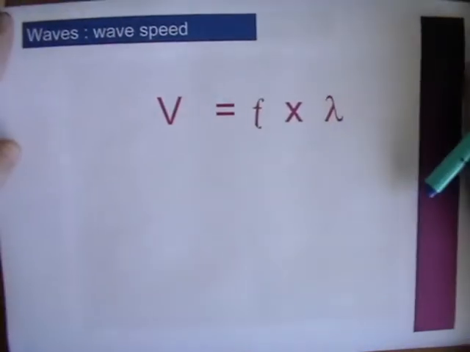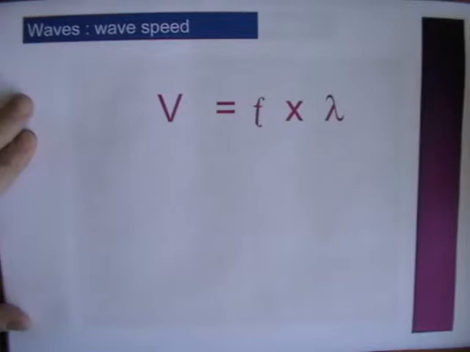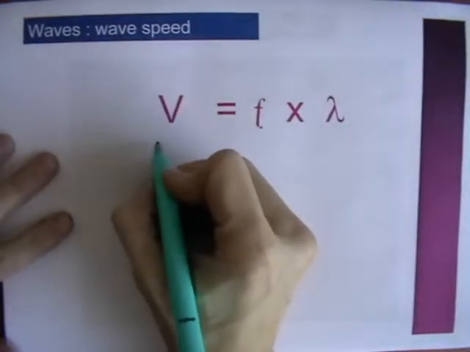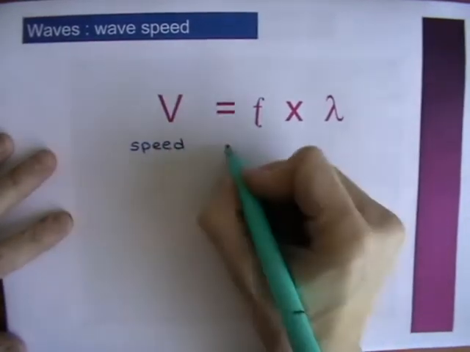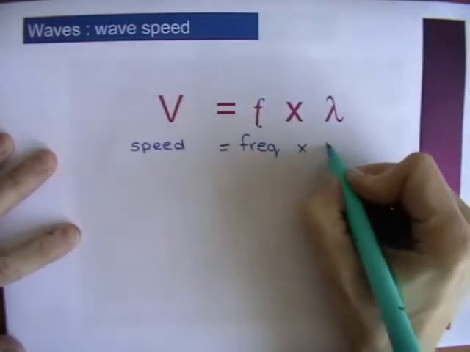Right, now we've defined all these things to do with waves, including wavelength and frequency, and we can determine the speed that a wave travels at if we know the wavelength and the frequency. It's given by the wave equation, and the wave equation is that speed, which is denoted by a V, is equal to frequency multiplied by wavelength.